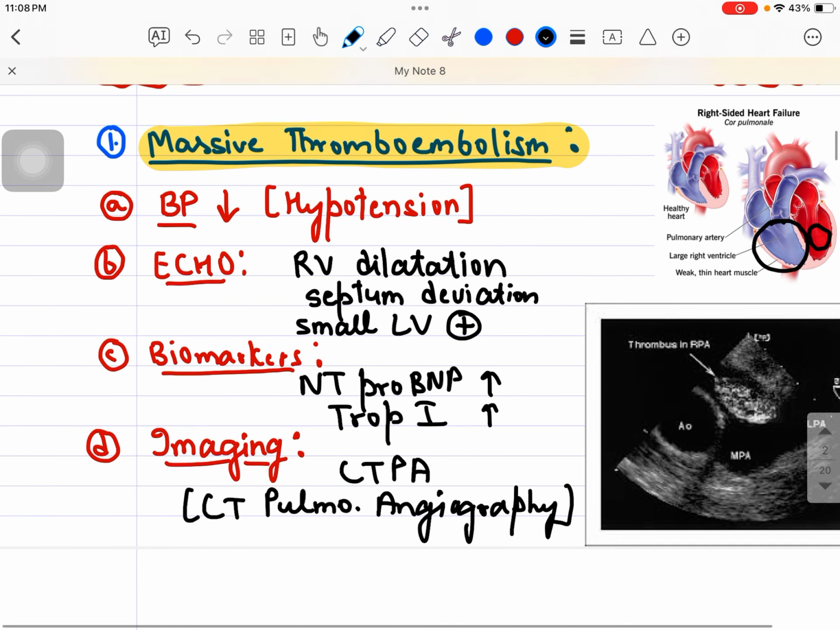So these four things you need to actually see in the patient. First, whether the BP is falling or not. Secondly, you need to do the echo and compare the findings, then the biomarkers, anti-proBNP and TROP-I, and the imaging, that is the CT pulmonary angiography, right.